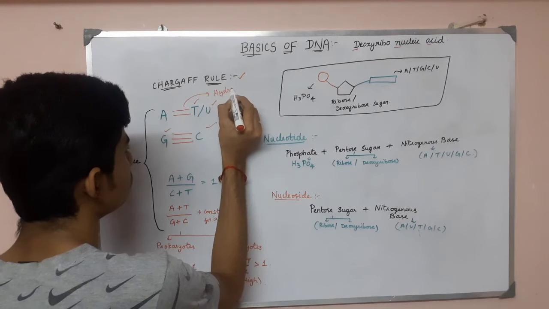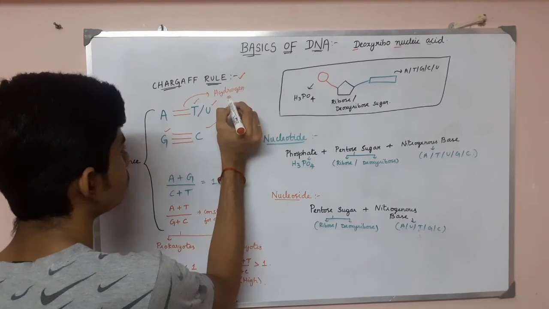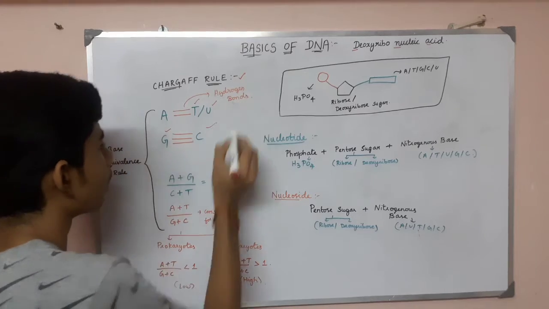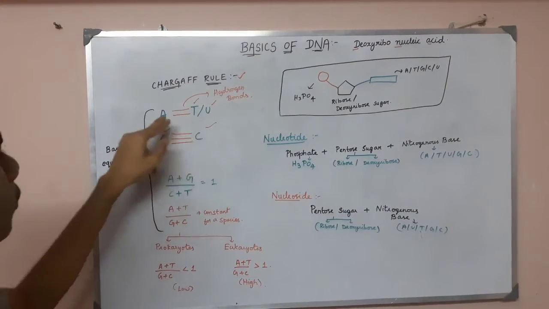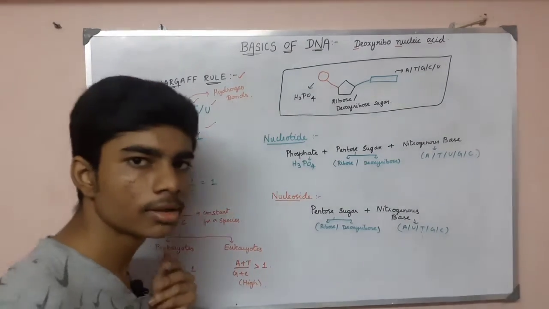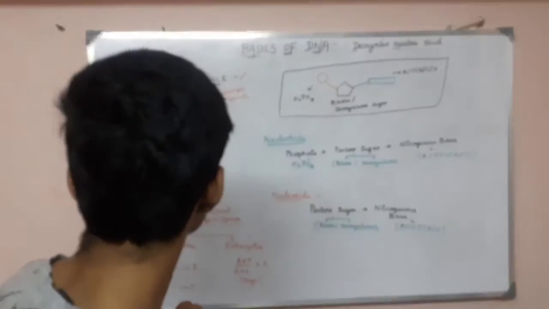Hydrogen bonds. Adenine binds with thymine with 2 hydrogen bonds, whereas guanine binds with cytosine with 3 hydrogen bonds.